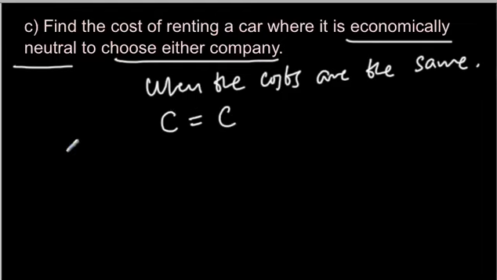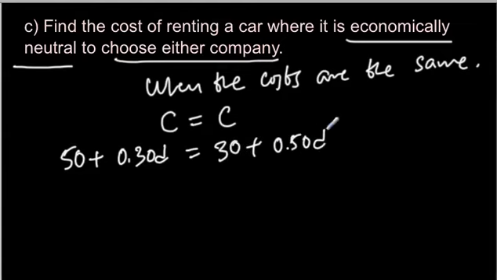The cost of the Alpha, if you remember, was $50 up front plus 30 cents per kilometer. And the cost for the Beta was $30 up front plus 50 cents per kilometer. When you think about it, it's just an intersection of two lines. This is one equation, this is another equation, and the way I did it was substitution. I basically equated the cost of one with the cost of the other. We could have done elimination as well, but I just thought the easy way is to do substitution in this case.